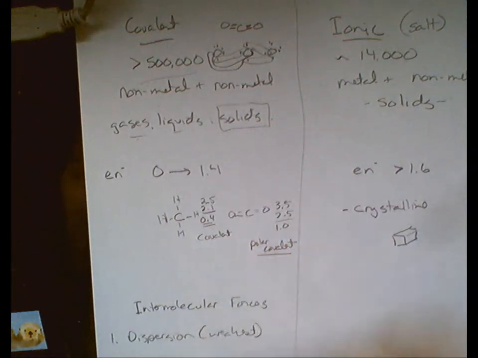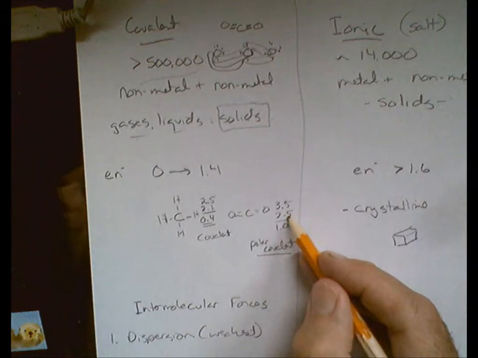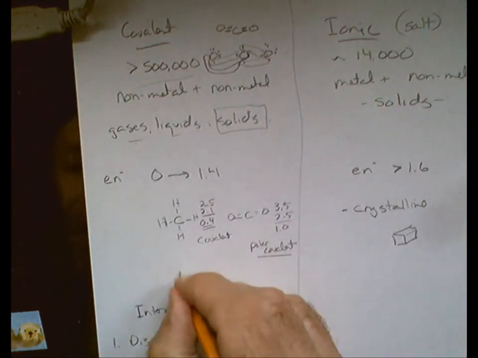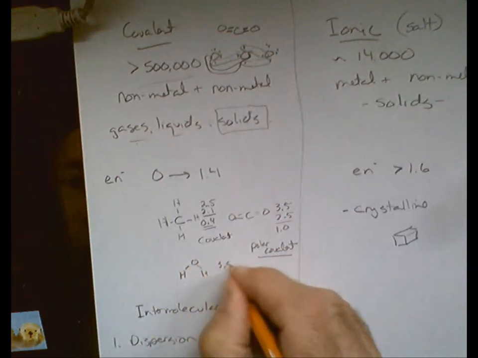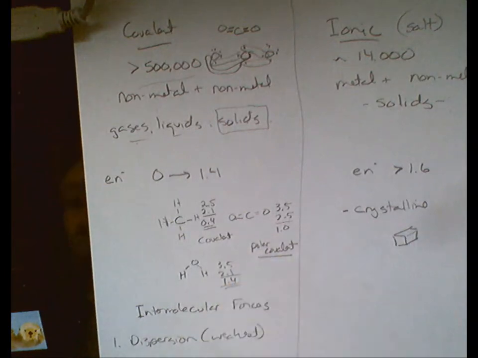So polar means you have a slight charge. The electronegativities are on your periodic table. There will be a key to show you where they are, and all you have to do is subtract the two numbers. Subtract the smallest number from the highest number. If we take water, we have 3.5 for oxygen and 2.1 for hydrogen, so the difference is 1.4.